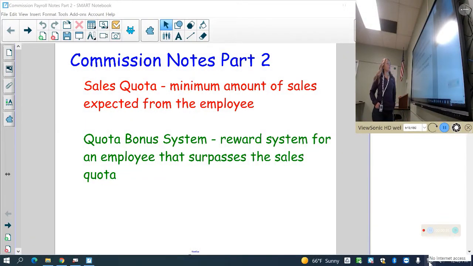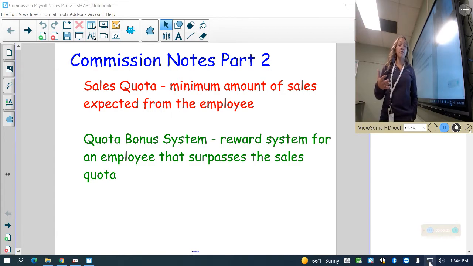Okay, so the second part of commission, now it's part two, we're gonna add a few different types of things. First of all, we're gonna talk about a quota. What is a quota? That's the minimum amount of sales that is expected from a salesperson, and usually it's with no pay. So if I'm a salesperson and I walk into a job where there was a previous salesperson who did a really good job of building clientele, they might make a quota for me because that was not the work that I did. I'm still getting the sales, so I have to sell a certain amount before they'll actually pay me on my commission.